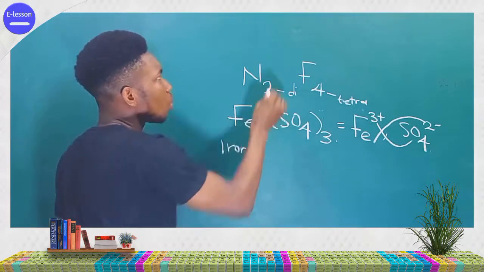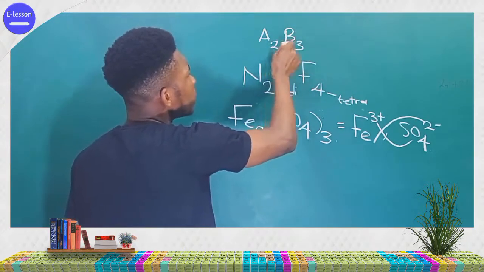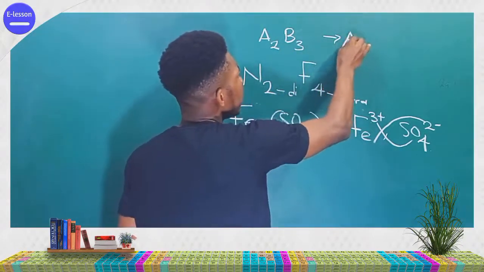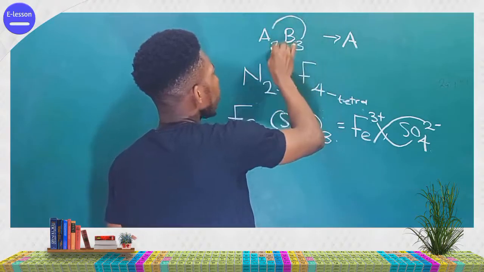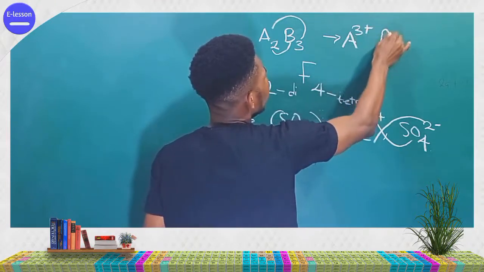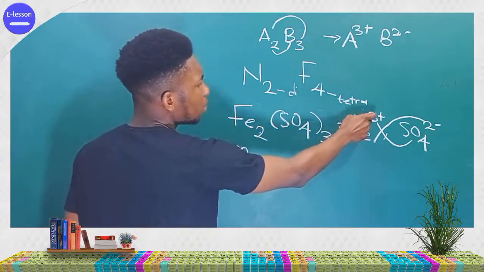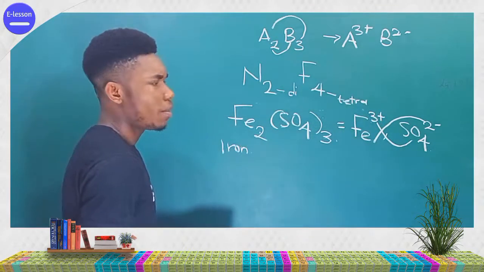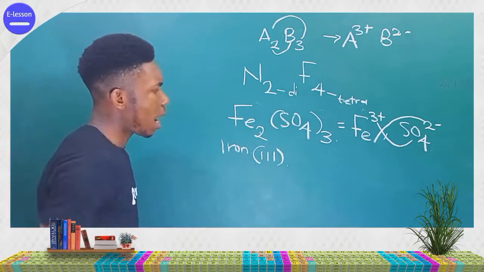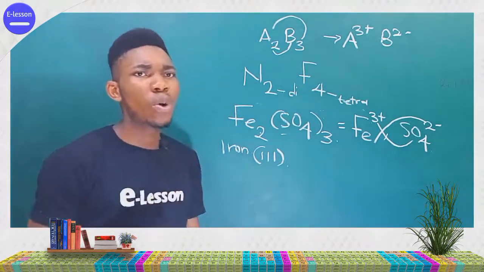Are we getting it? Please make sure whenever you have A2B3, if you split this according to the principle, it will give you A3 plus and B2 minus. This one comes to meet this, while this comes to meet this. So this becomes iron 3, because the oxidation state of iron here is 3. So we have iron, usually written in Roman numeral, iron(III). Then what do we have here? Now, while naming anions?